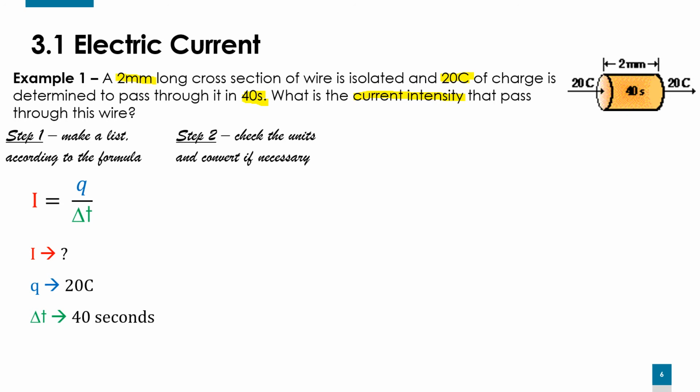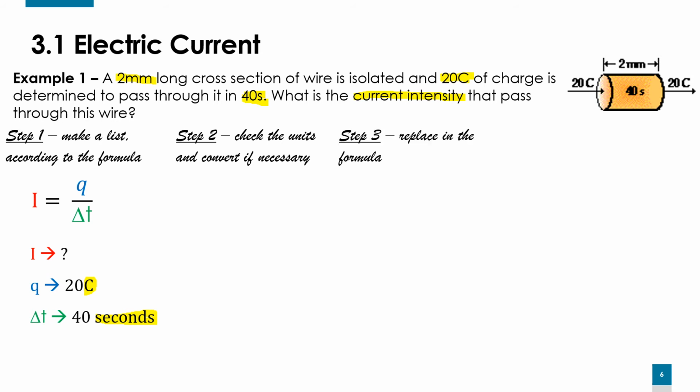What's the second step? Check the units and convert if necessary. Remember the units. I measure in amperes. The charge, Q, I measure in coulomb. Is it okay now? Yes. And the time, I need to measure in seconds. Is it fine? Yes. Do I need to convert anything? No. So in this problem, I don't need to convert anything.